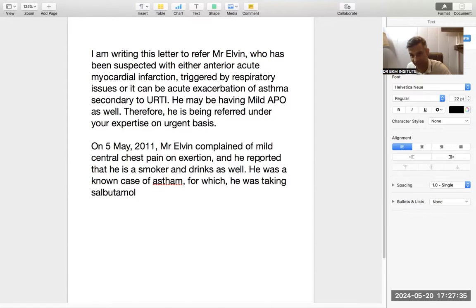Keep your grammar the same as we do in the simple letters. Just simple. He reported that he was having this. He was a mild case of asthma, same connector, for which he was taking salbutamol, 2 puffs a day if you want to write. Otherwise, you just say salbutamol puffs. That's it.